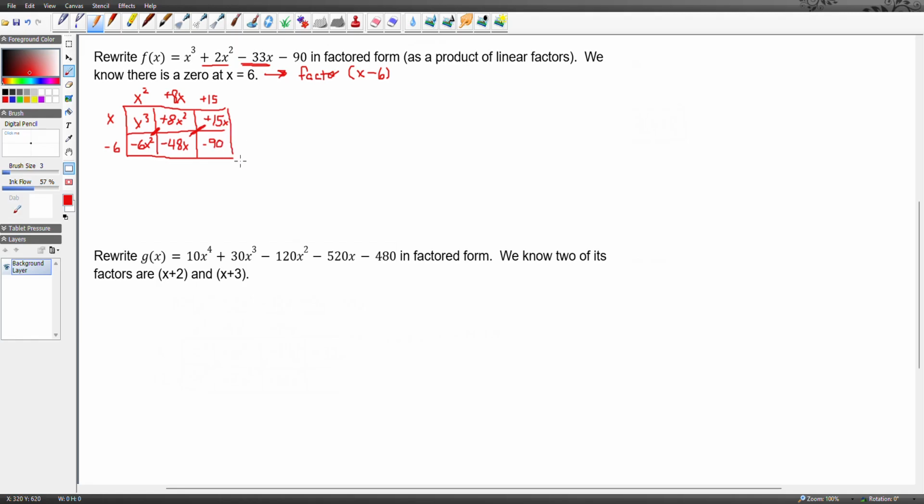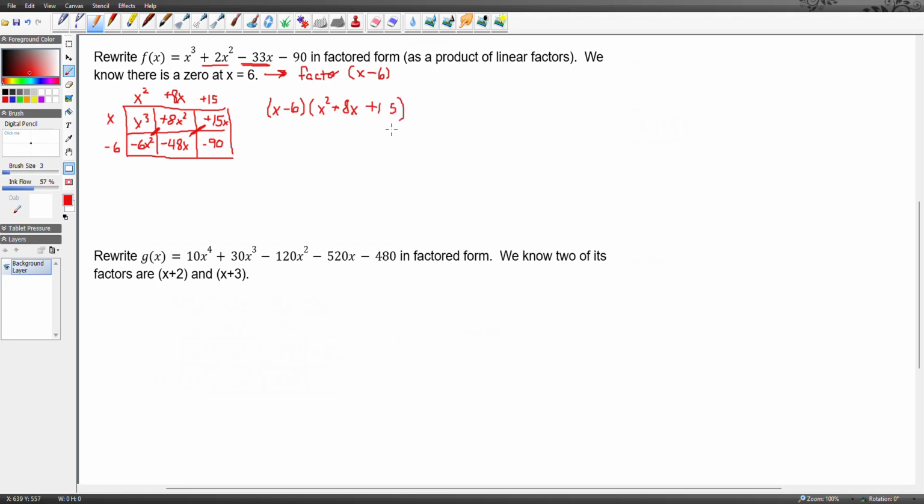Now if the instructions were just to divide, we would be done at this point. We'd have x squared plus 8x plus 15. But we want to make it into factored form. So right now we could say partially factored. This came out to x minus 6, the one we knew up here, and that multiplies by x squared plus 8x plus 15.